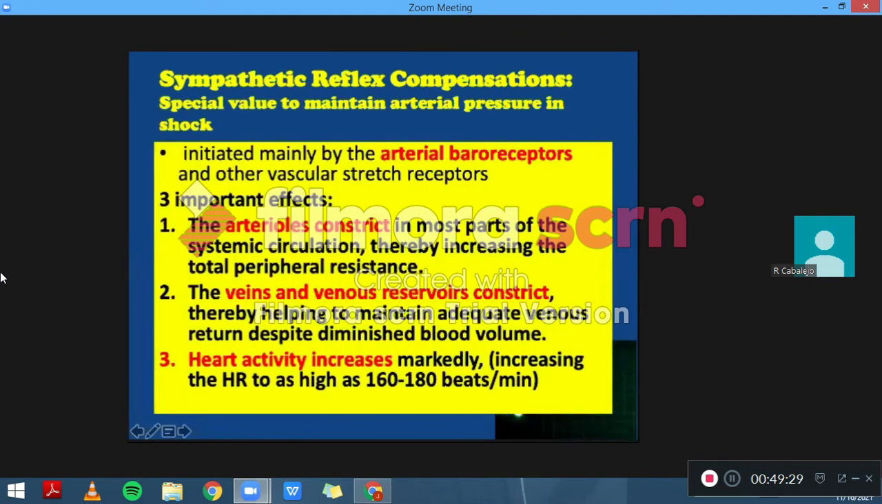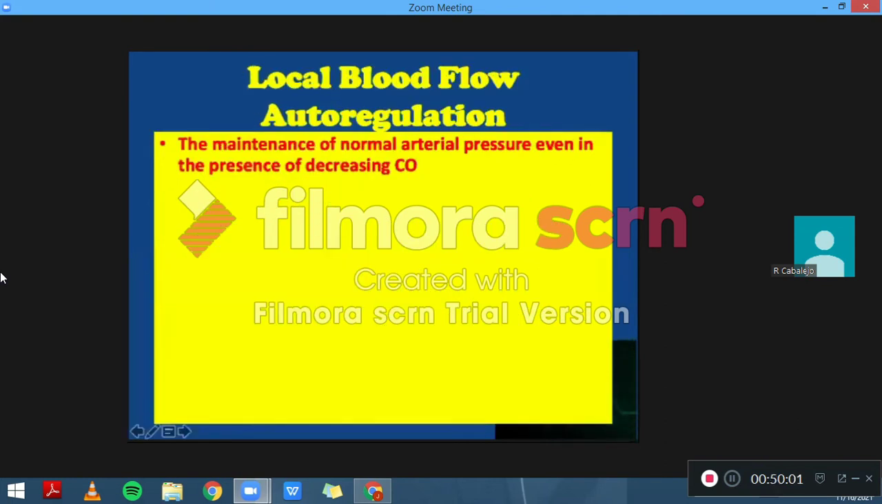So your sympathetic reflex compensations are the following. You have three important effects. Number one, they promote arterial vasoconstriction in most parts of the systemic circulation, thereby increasing your TPR. The veins and the venous reservoir also constrict, thereby helping to maintain adequate venous return despite diminished blood volume. And then you also have tachycardia, increasing your heart rate even as high as 180 beats per minute.